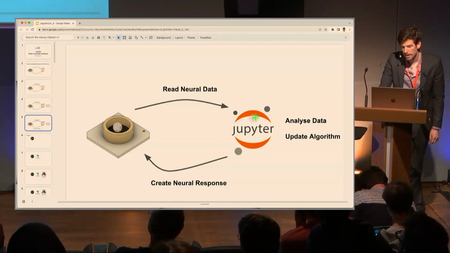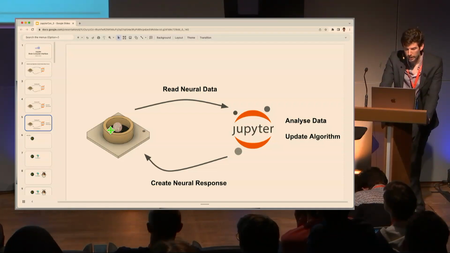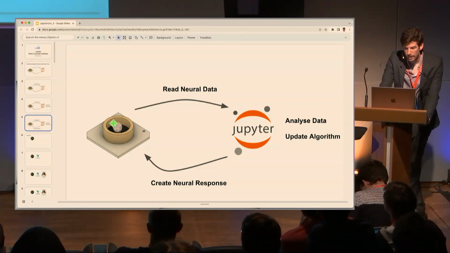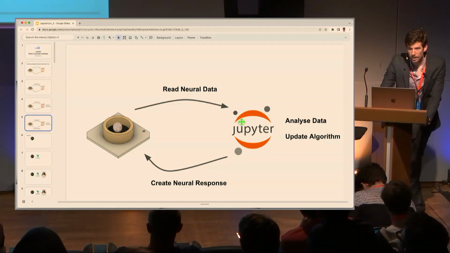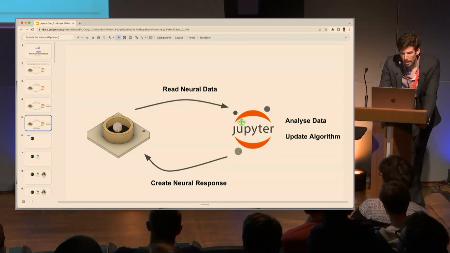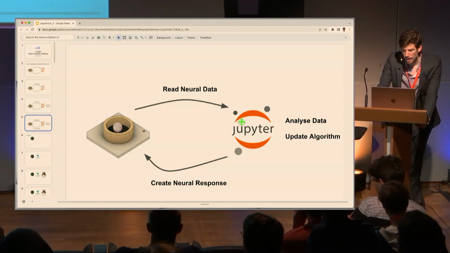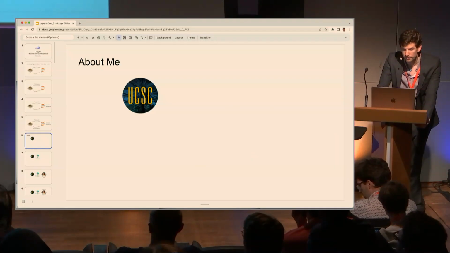So this algorithm is adapting to the brain tissue. But just as importantly, the brain tissue itself is adapting to the algorithm. My goal is to understand how the brain computes at a cellular level. And I believe this type of setup is fundamental to answering that question.